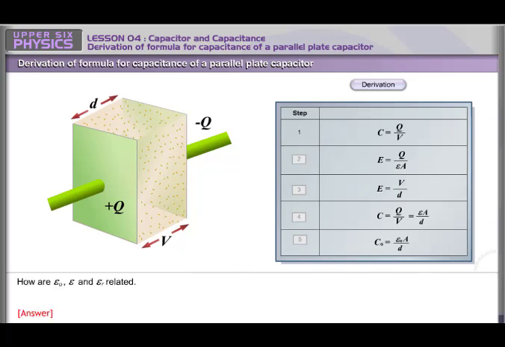How are epsilon naught, epsilon, and epsilon r related? Answer: epsilon equals epsilon r times epsilon naught.